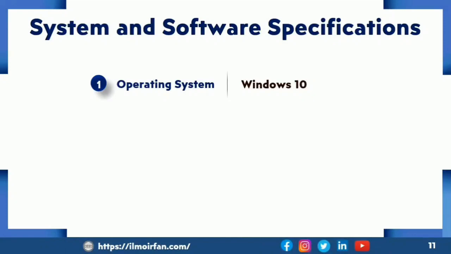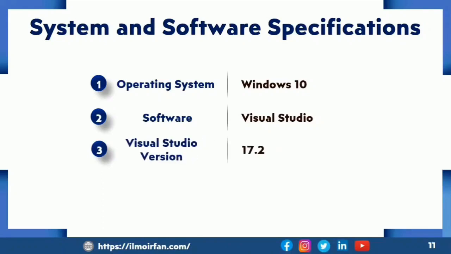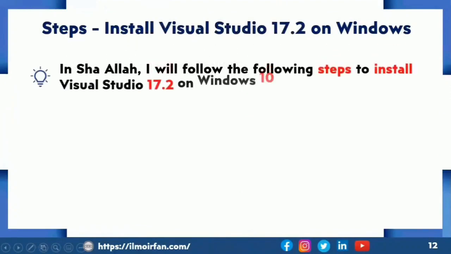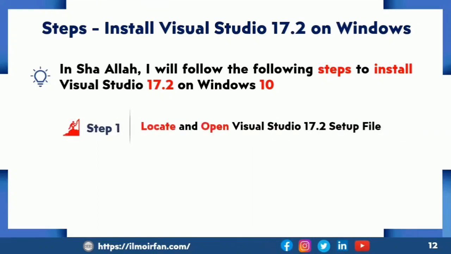Operating system is Windows 10. Software name is Visual Studio. Visual Studio version is 17.2 and it was installed on 17th of May 2022. Inshallah, I will follow the following steps to install Visual Studio 17.2 in Windows 10. Step 1 is locate Visual Studio 17.2 setup file.